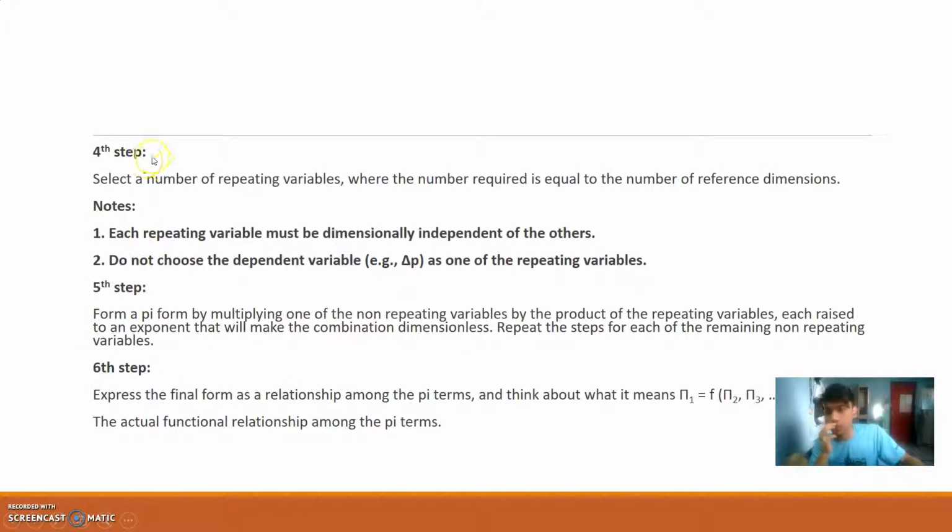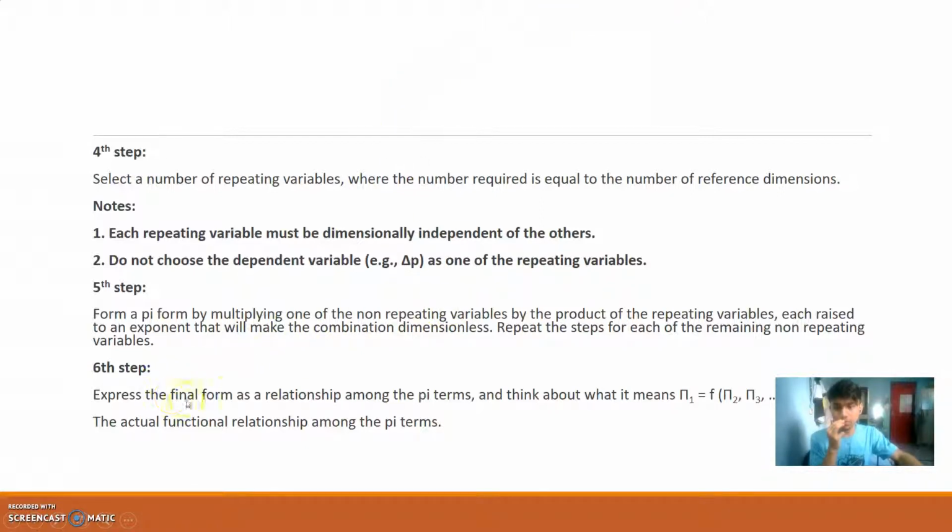And the fourth step, we select a number of repeating variables, where the number required is equal to the number of reference dimensions. And then we form a pi term by multiplying one of the non-repeating variables by the product of the repeating variables, each of them raised to an exponent that will make the combination dimensionless. And we repeat the steps for each of the remaining non-repeating variables.